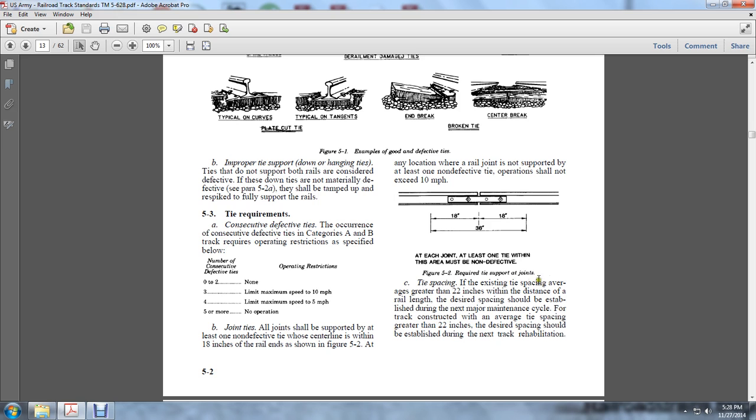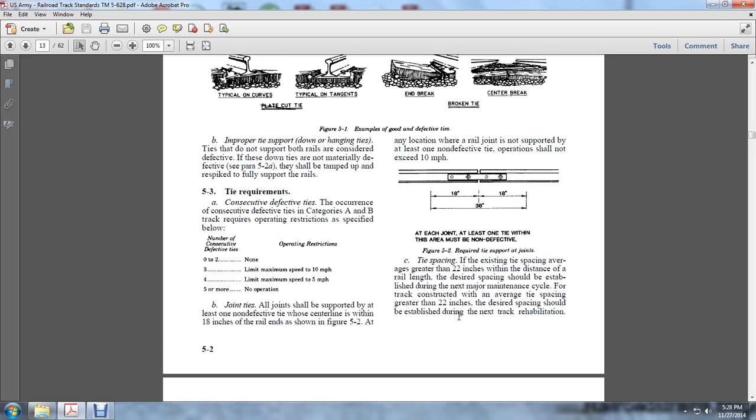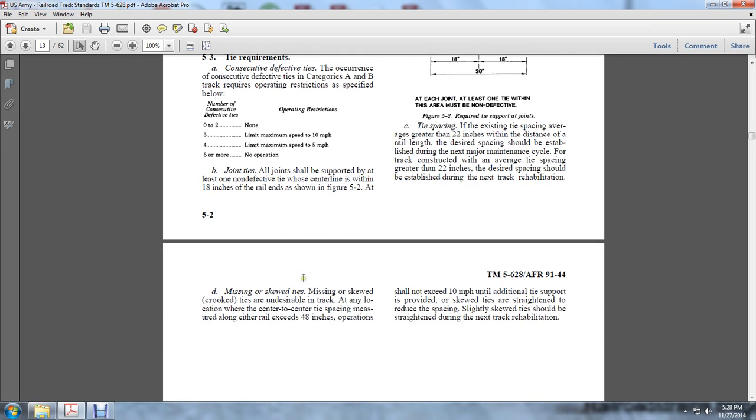Tie spacing. Where the existing tie spacing averages greater than 22 inches within the distance of a rail length, the desired spacing should be established during the next prior maintenance cycle. For track constructed with an average tie spacing greater than 22 inches, the desired spacing shall be established during the next track rehabilitation. Missing, skewed, or crooked ties are undesirable in track. Any location with center-to-center tie spacing measured along the rail exceeding 48 inches, operations shall not exceed 10 miles per hour.